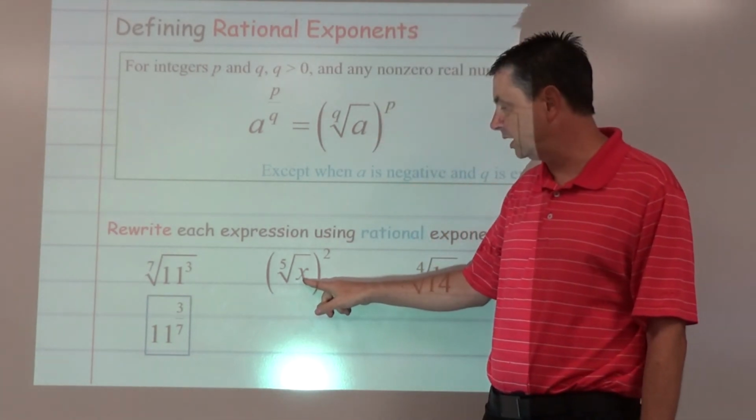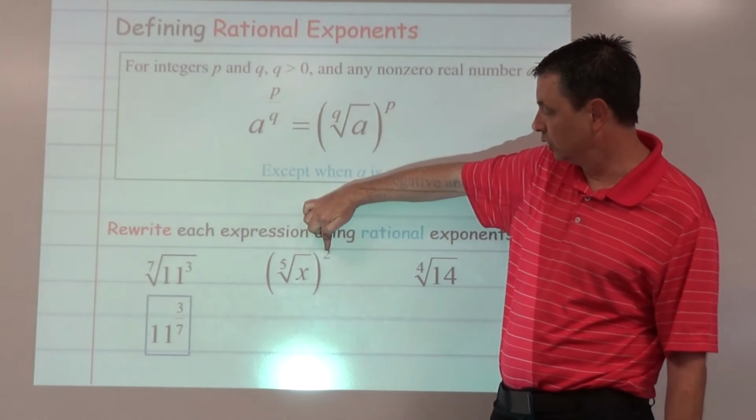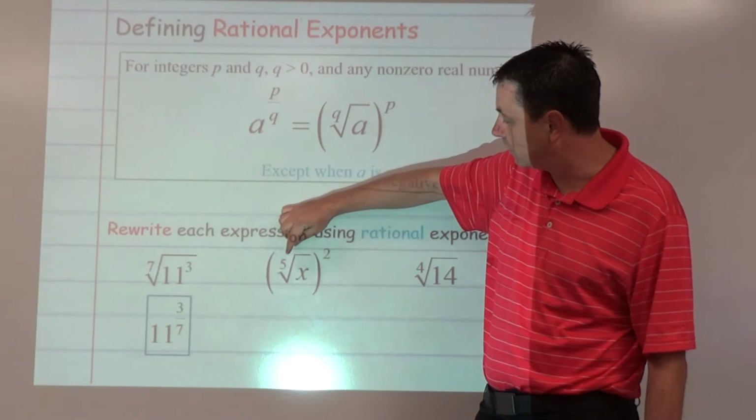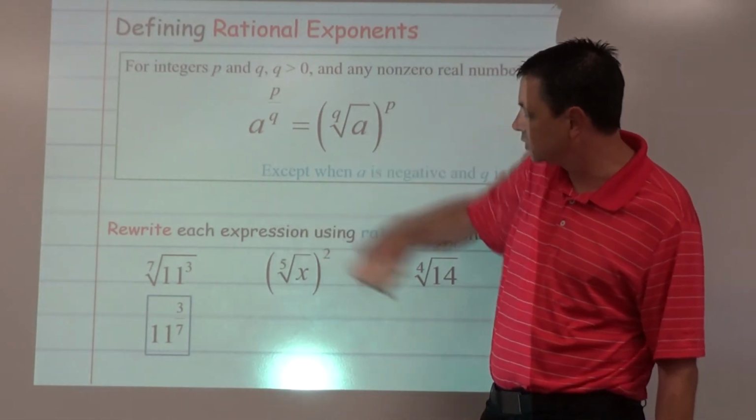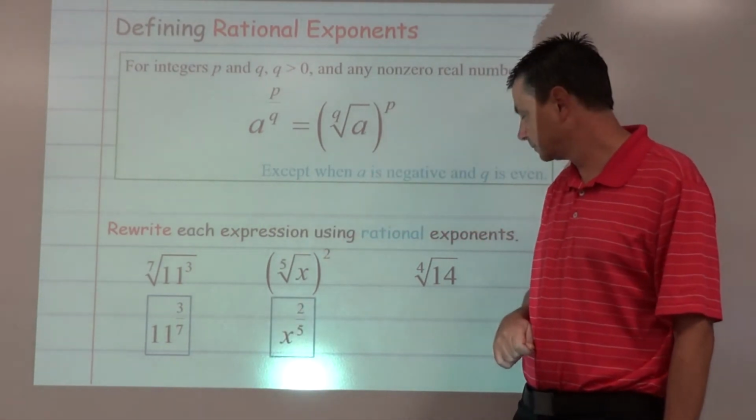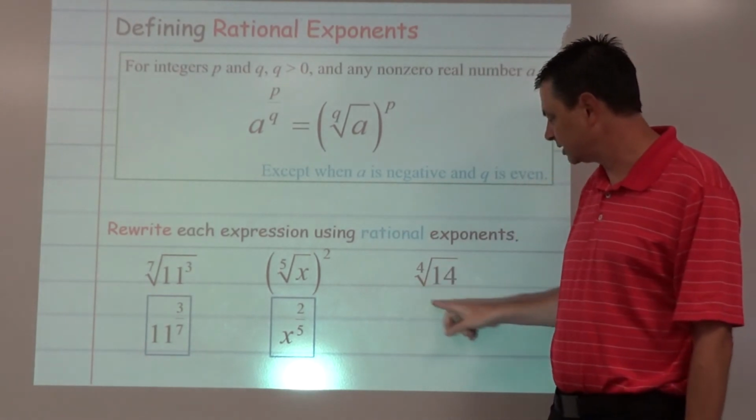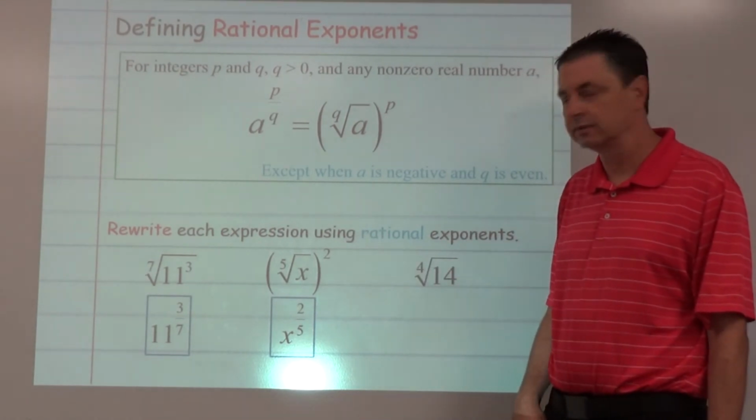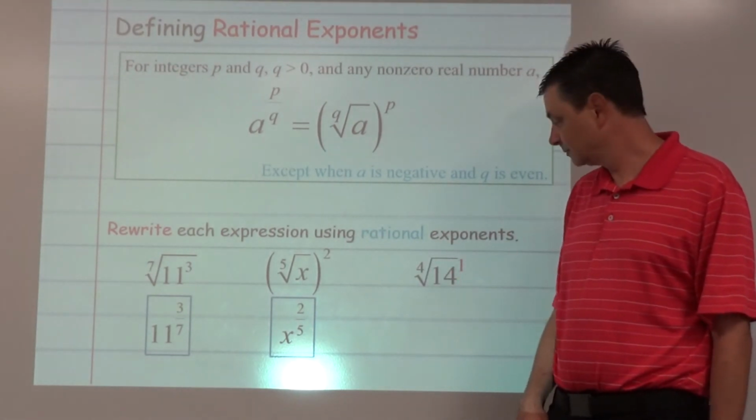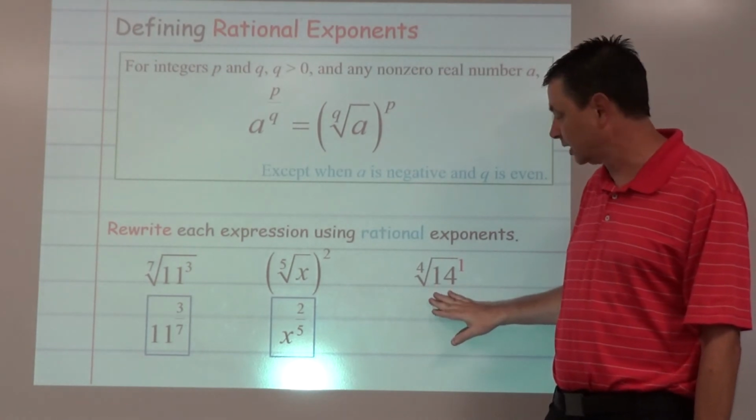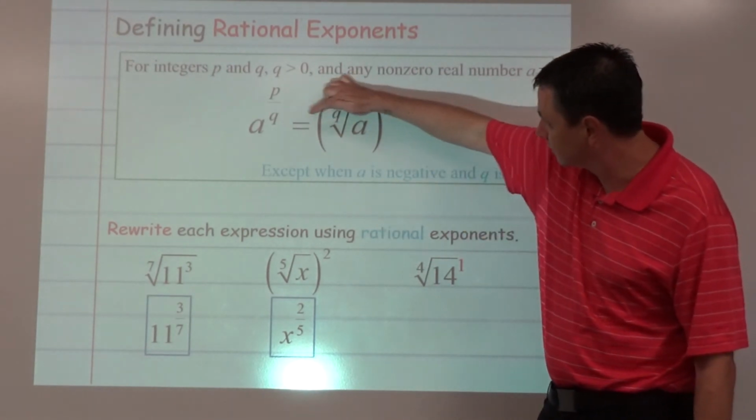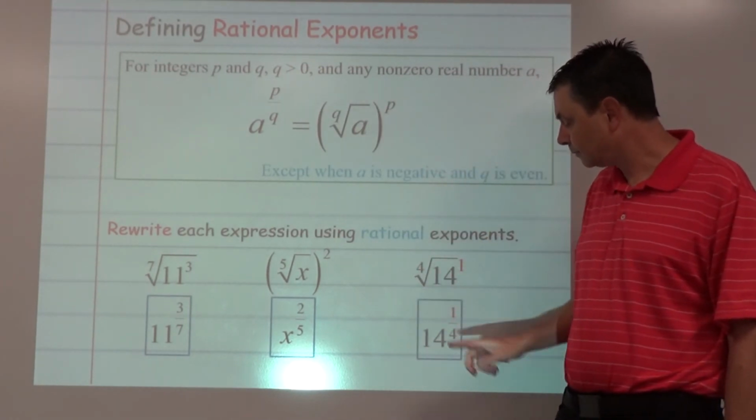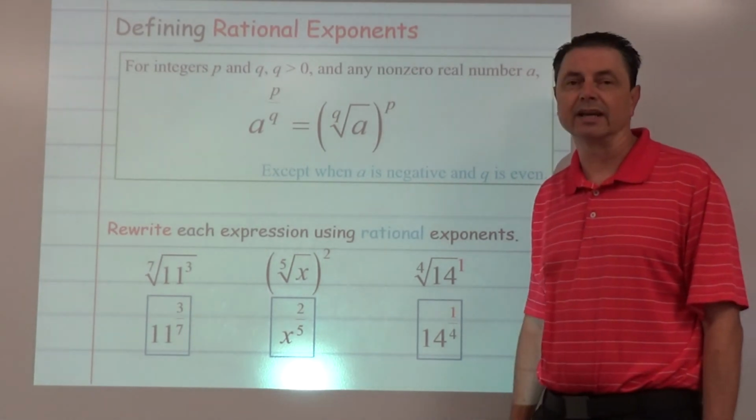x to the power of denominator, numerator. So it doesn't matter if that's inside or outside. So x to the power of 5 on the bottom, 2 on the top, 2/5. This one's a little bit different. It doesn't have the power, or the power. What is our exponent? So 1. So this is 14 to the power of denominator, numerator. 14 to the power of 1/4. Make sure your exponent looks like an exponent.